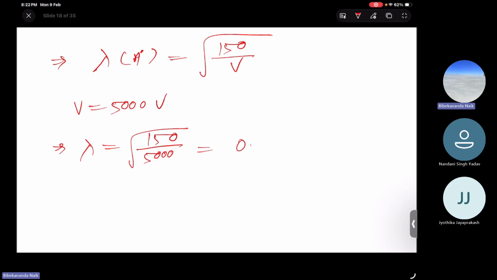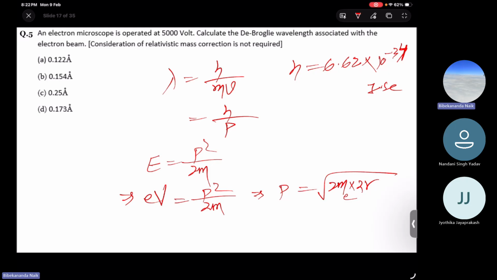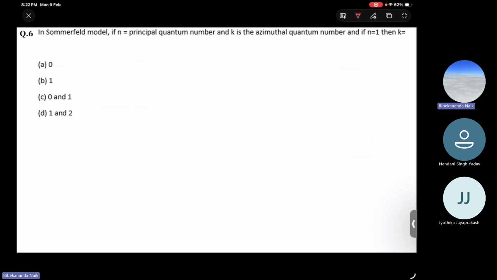It will be 0.173 Armstrong. So the correct option is option D, 0.173 Armstrong. Now you move to question number 6.